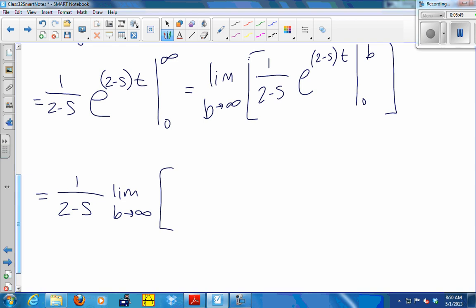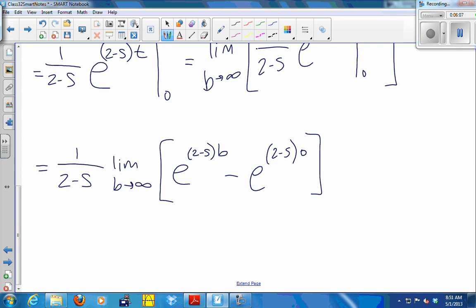So now when I plug in b, I get e to the 2 minus s times b, and then plug in 0, and I get e to the 2 minus s times 0. All right, what happens as b goes to infinity to this first term, e to the 2 minus s times b? It's going to depend on s. So I have two cases. What if s is smaller than 2? It goes to infinity. And if s is bigger than 2, it goes to 0.